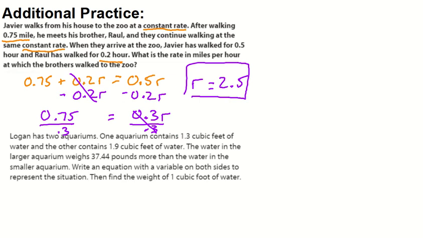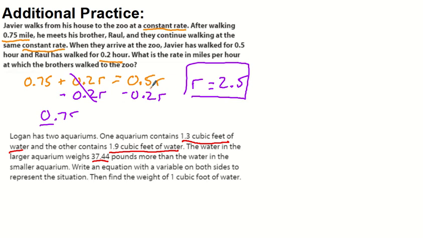Okay, so let's look at the second equation here and see how we do on this one. So Logan has 2 aquariums. One aquarium contains 1.3 cubic feet of water, and the other contains 1.9 cubic feet of water. So here's a larger one, here's a smaller one. The larger aquarium weighs 37.44 pounds more than the water in the smaller aquarium. So that's how much more they weigh. And then this one. Write an equation with a variable on both sides to represent the situation. Then find the weight of 1 cubic foot of water.